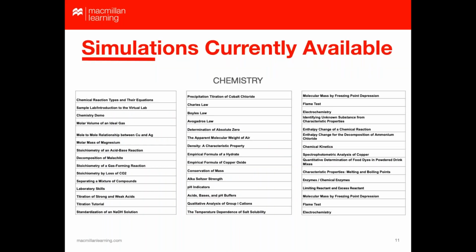And then I just have a list of the currently available simulations, and I will start to flip back and forth between the chemistry and the biology lists during Q&A.